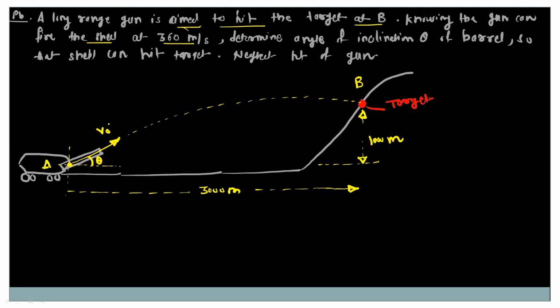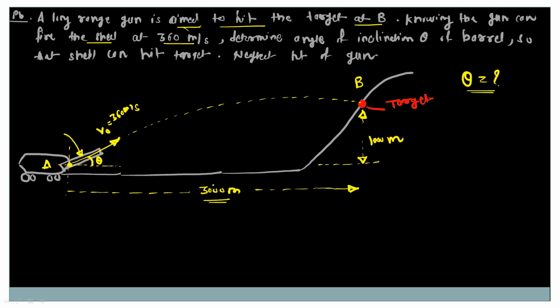So here one shell is fired from this military tank, and this is the barrel of that tank. The barrel is having some inclination theta. And the shell is fired with the velocity v naught, that is equal to 360 meter per second. So the requirement is, we want to hit the target, which is at point B, and its distance is 3000 meter in the horizontal direction, and 1000 meter in the vertical direction. So we need to set the proper angle theta so that we can hit the target. So we have to find out the theta value.